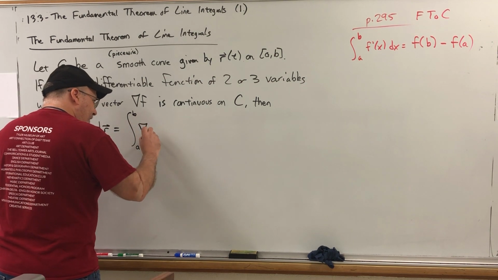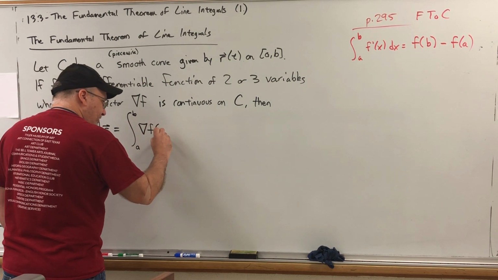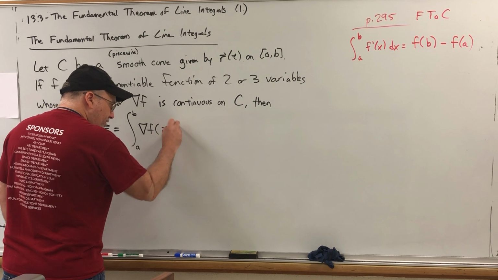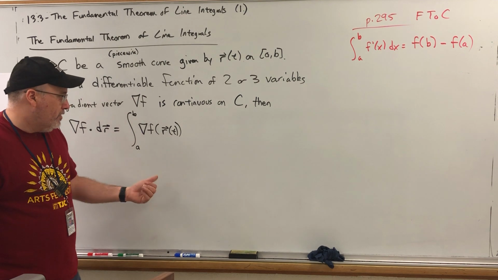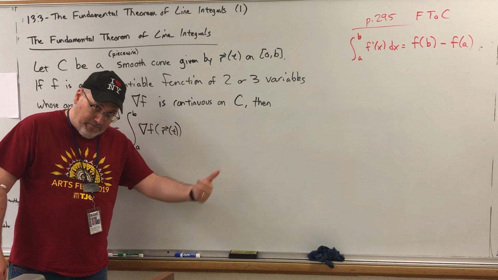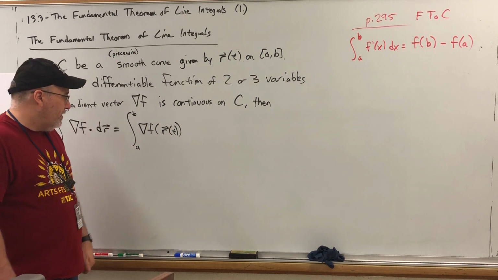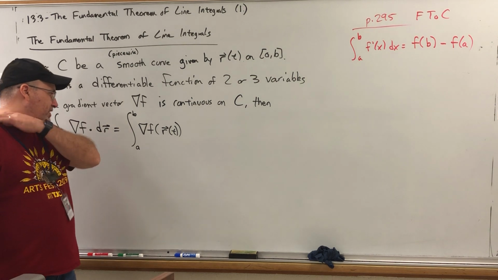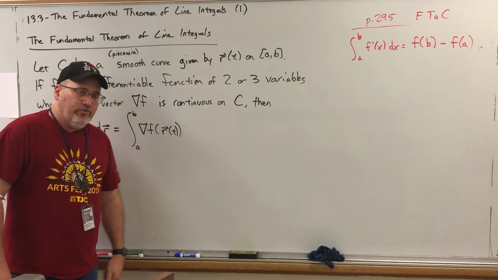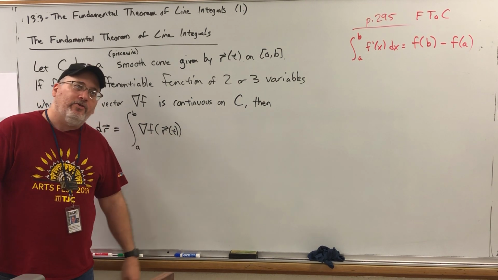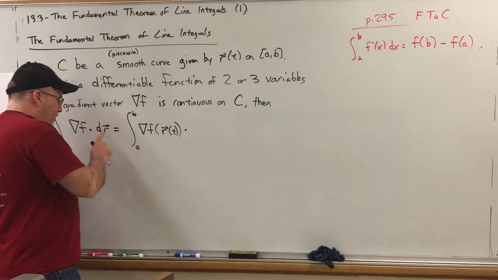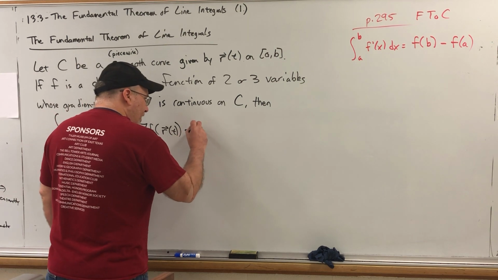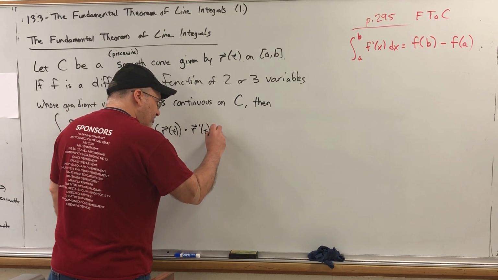Our gradient of f can be represented as gradient of f of r of t. Remember, r of t basically says, give me a t value, and I'll give you an x, a y, and a z, if there's 3 variables. And then the gradient says, give me my partial derivatives and insert your inputs, and I'll create a vector function for you. Dot, well, dr is just r prime of t dt. We've hashed that out before.